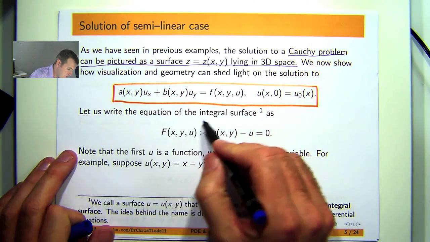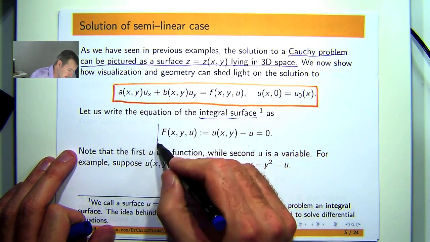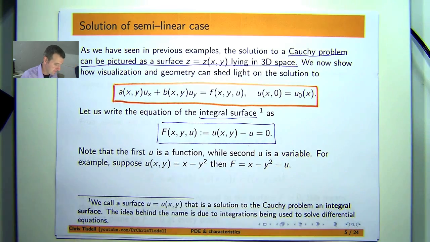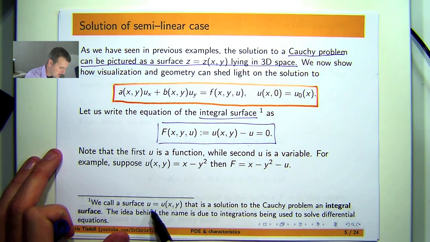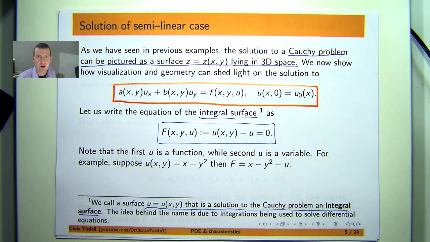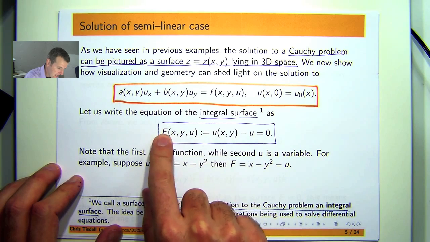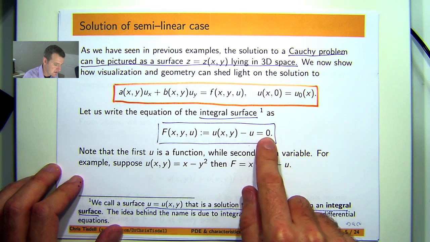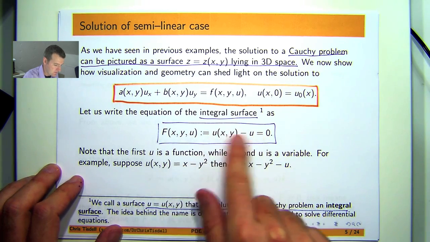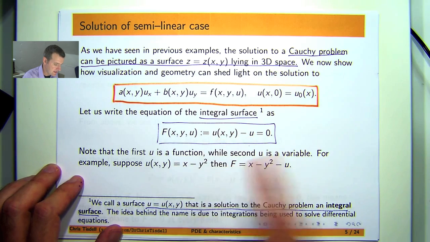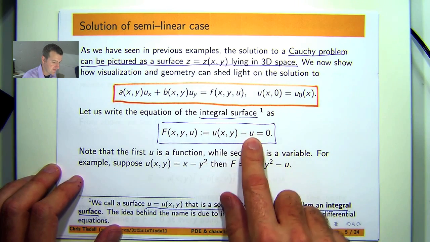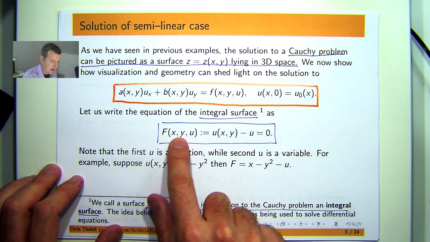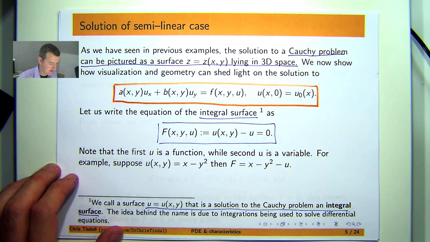Okay, so let's write the equation of the integral surface as the following. Now, we call a surface that is a solution to the Cauchy problem an integral surface. And the idea behind the name is that integrations are used to solve these PDEs. Okay, now back up here, we've defined big F to be u of x, comma y minus u equals 0. Okay, now you might think, well, what's going on here? Think of the first u as a function of x and y and the third u as a variable. So together they sort of make up the arguments, if you like, or the variables of this big F function.